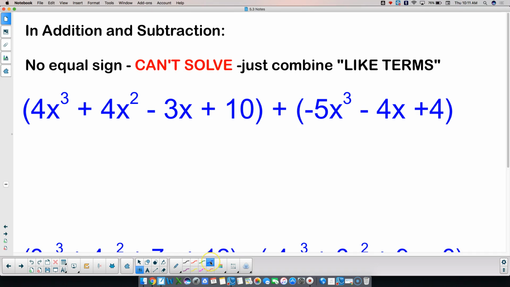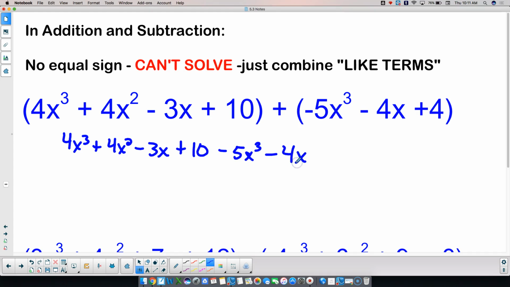So this really is 4x cubed plus 4x squared minus 3x plus 10 plus negative 5x cubed. So I'm just going to write minus 5x cubed plus negative 4x. I'm just going to write minus 4x and plus 4.